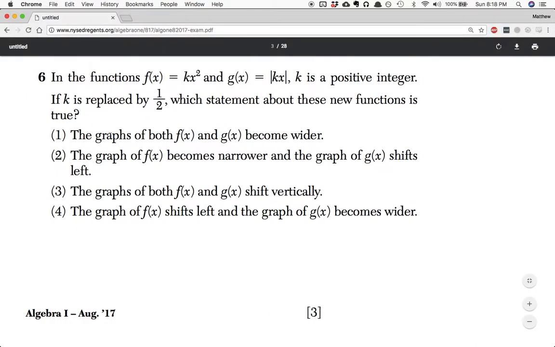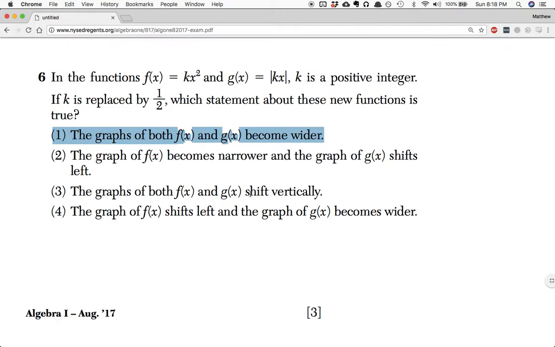So now we just got to say, all right, the graphs of both f and g of x become wider. That's definitely true, but let's see if it's anything else. f of x becomes narrower. The other one shifts to the left. It's not 2. They both shift vertically. No, they stayed in the same spot. Their vertexes were unmoved. Or one is left and the other one wider again. Nope, it's definitely answer choice 1. They both just got wider.